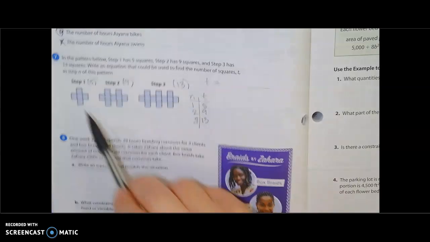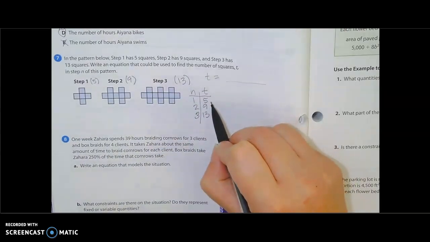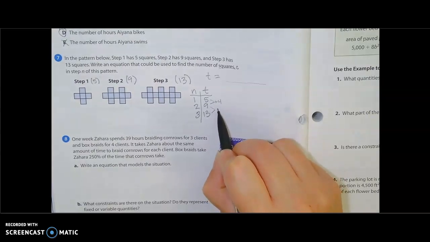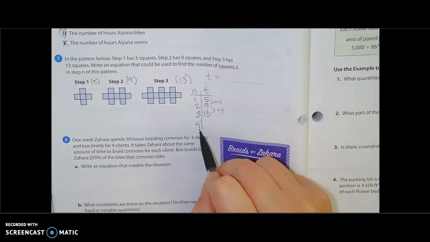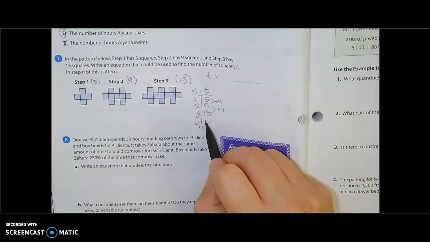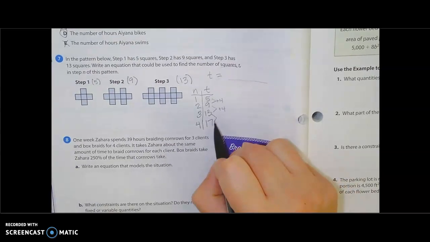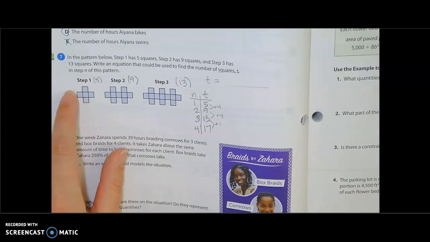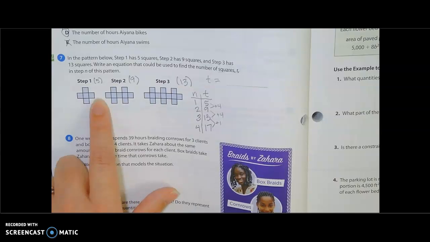So step 1, I have 5. When I go from step 1 to step 2, right, we've increased by 4. And when I go from 9 to 13, or 2 to 3, we've increased by 4. So I can logically say that at step 4, I'm at 17 squares. So then the question becomes, well, how do I figure that out? There's multiple ways we can go about this. Okay, I can say, like here, we had 4 of them plus 1, right?